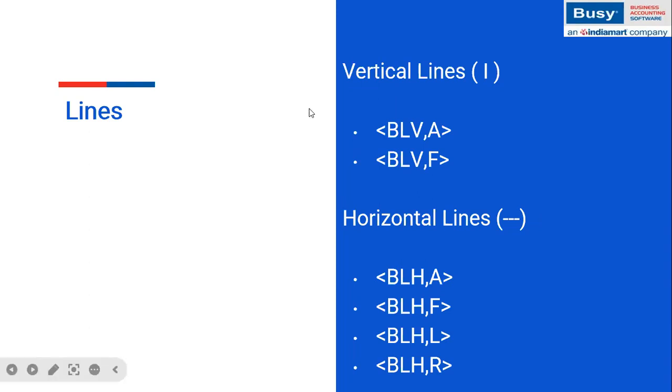So this is how you can call the fields like BLVA, BLVF. A means till text only, F means full page line. BLHA is horizontal till text, BLHF means full horizontal line, BLHL means left horizontal line, and BLHR means right horizontal line.